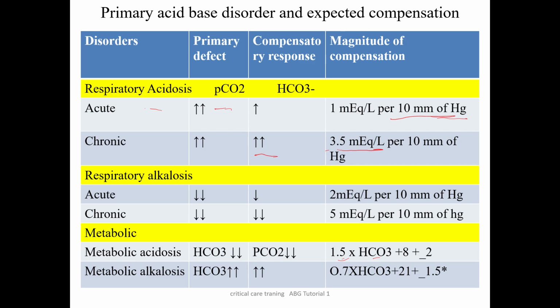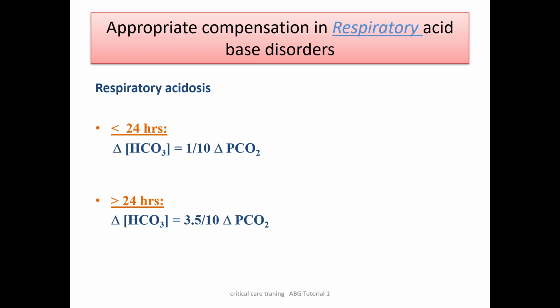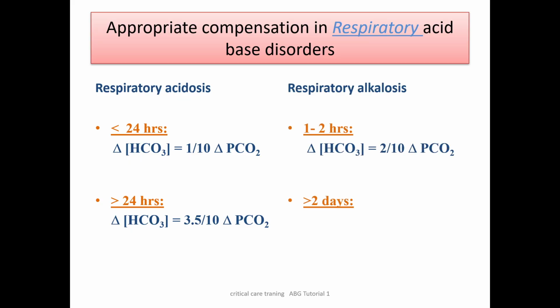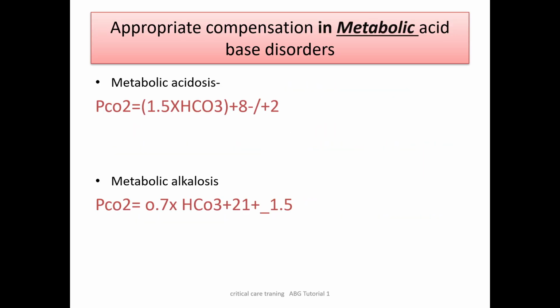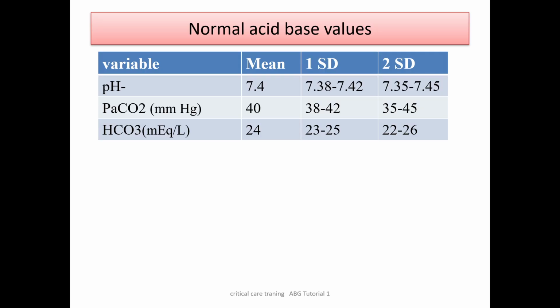Especially the Winter formula is often used for metabolic acidosis, like 1.5 times bicarbonate plus 8, which can be easily remembered. So these are the formulas which we have discussed, and these are from the standard textbook of Hall's critical care. You can see the change in bicarbonate within 24 hours, and after 24 hours there is a renal compensation. So what are the normal values we should remember?